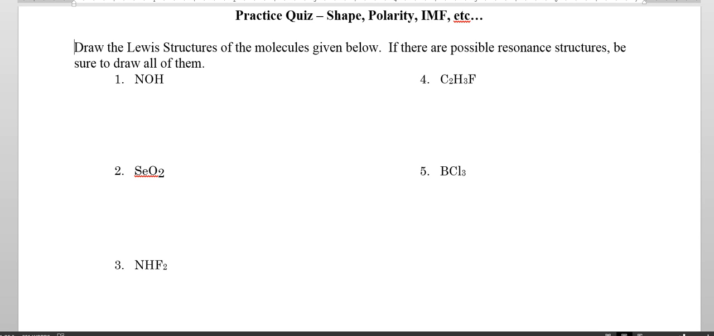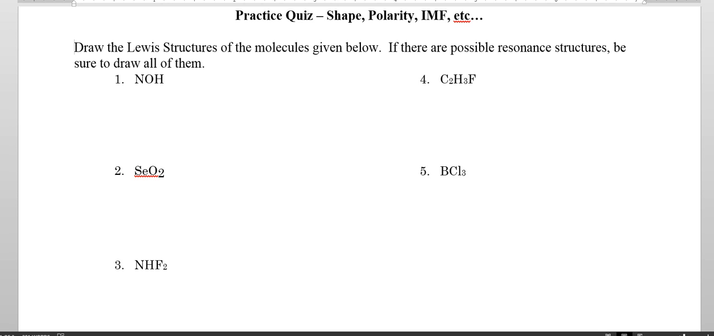Okay, we're going to go over some problems from page 21, the practice quiz for shape, polarity, IMF, Lewis dot structures. So we're going to start out with some Lewis dot structures. And remember, our steps for drawing a Lewis dot structure is step 1, count up your valence electrons.